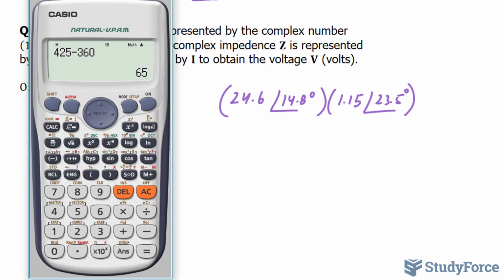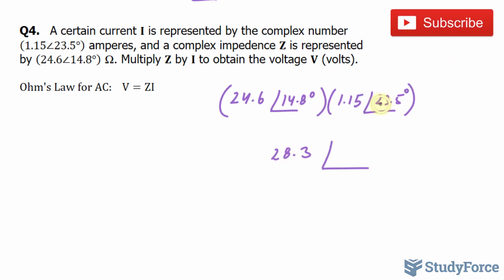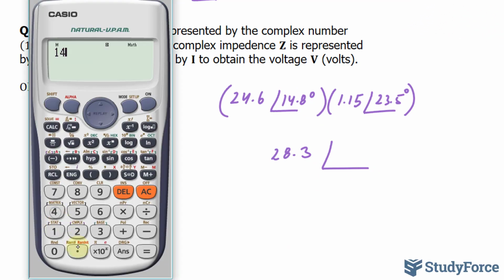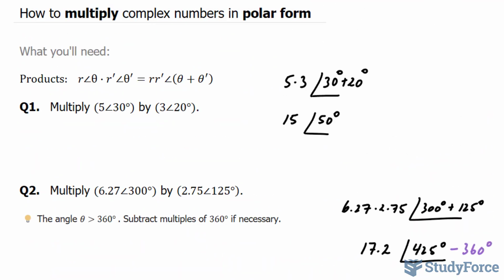Just like before, we'll multiply this and this together, giving us an answer of 28.3 at an angle of these two being added, 14.8 plus 23.5 gives us 38.3 degrees. That is the solution for question 4, and that is how to multiply complex numbers in polar form.